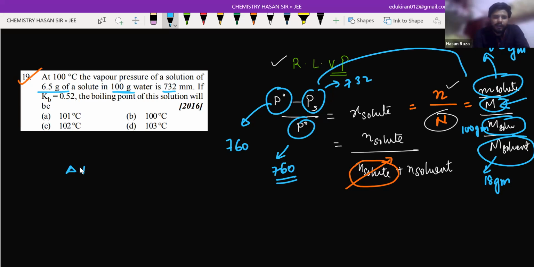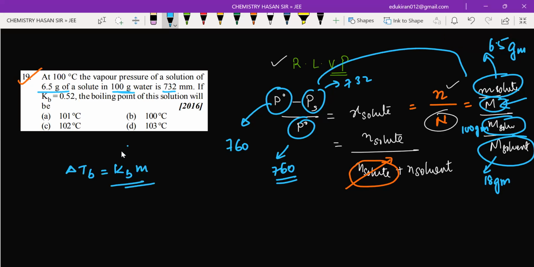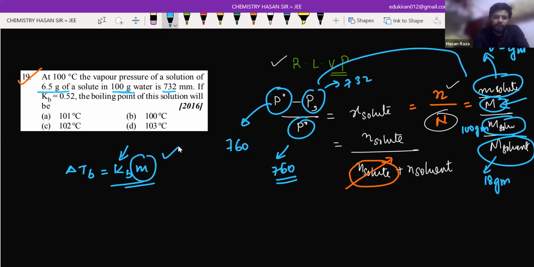After that, you know that delta TB is equal to KB into m, right? Yes. KB is also given. After calculating the molar mass, you can easily calculate m, and you will get delta TB. Here you will get 1.06 degree centigrade, and when you add it, you will get 101 point something. Please do it.